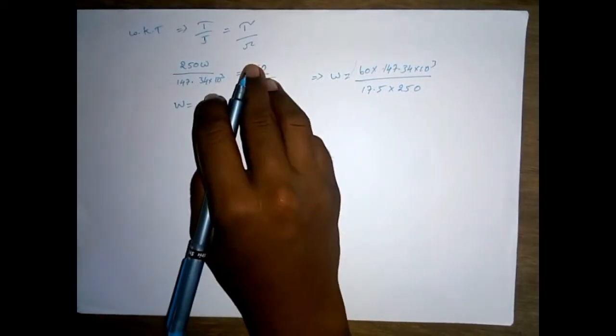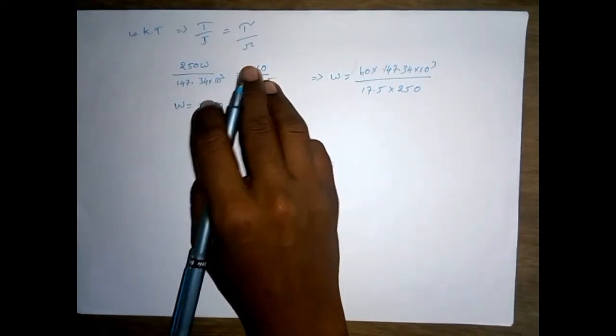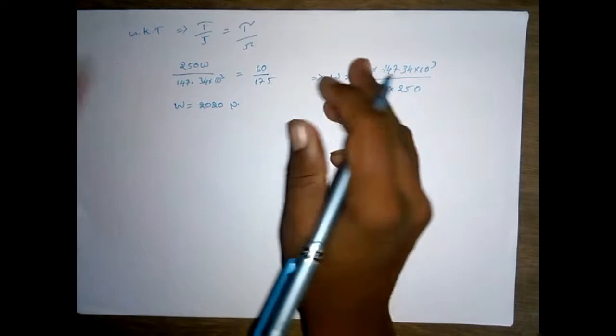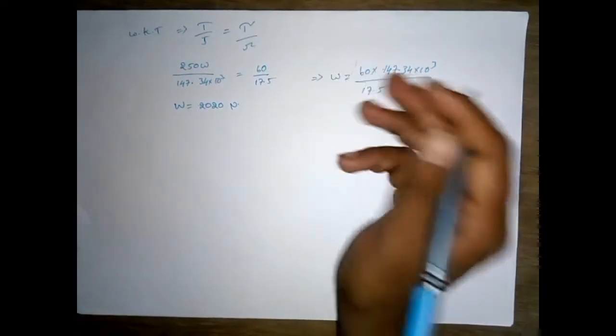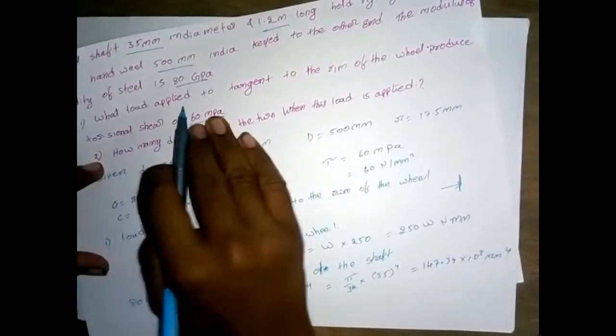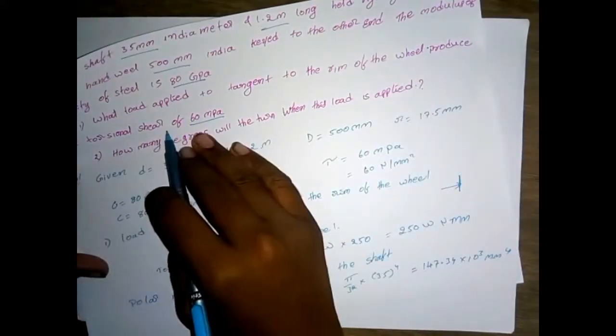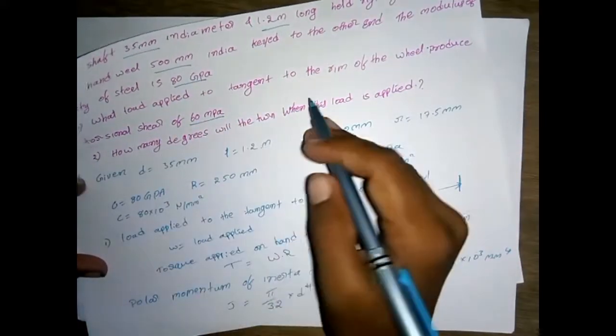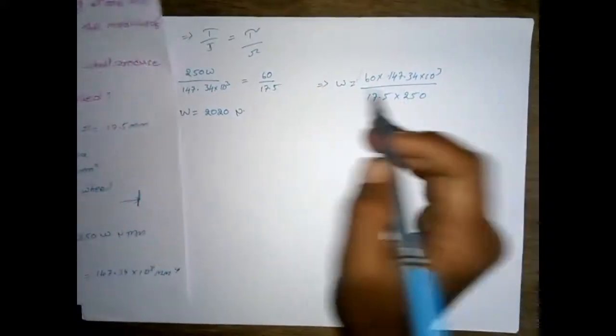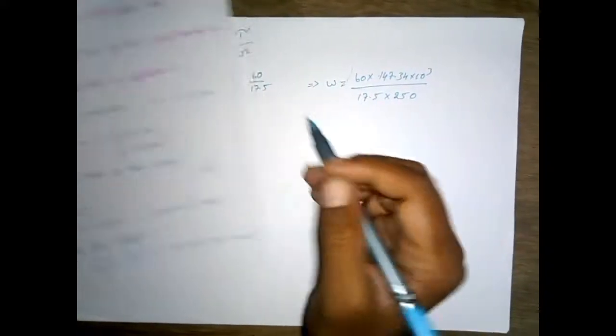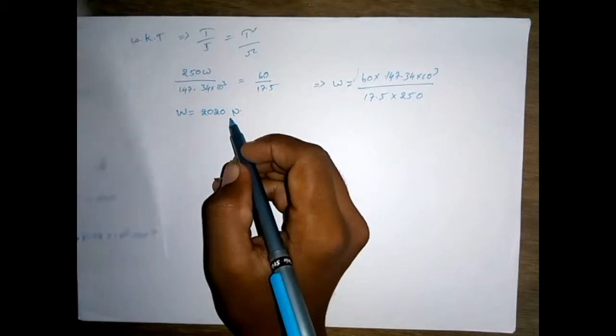So we have found the first one, that is, what is the load applied to the tangent to the rim of the wheel to produce the torsional shear stress of 60 megapascals. Then we substituted all the values, and we get the answer W is equal to 2020 newtons.